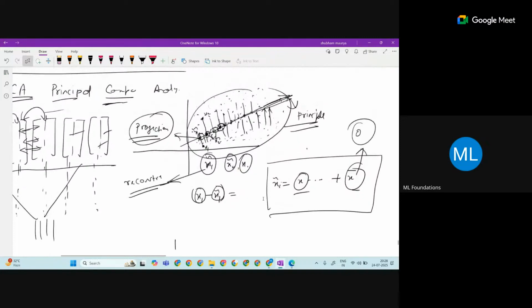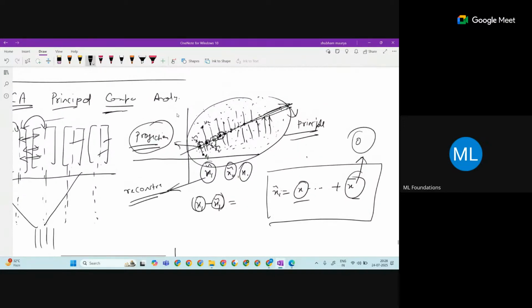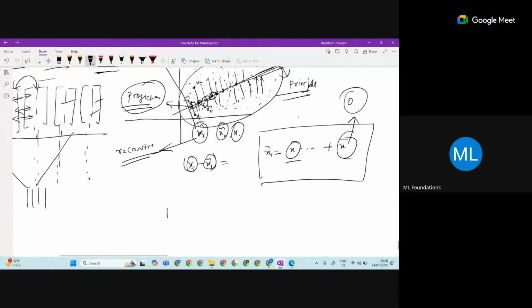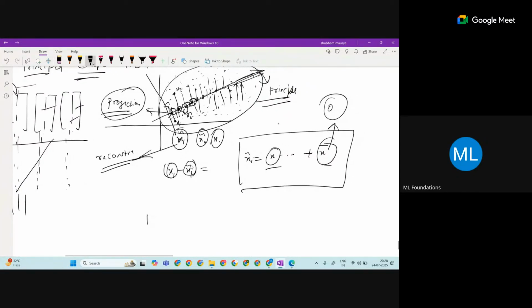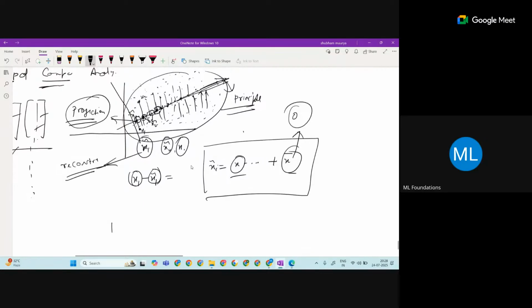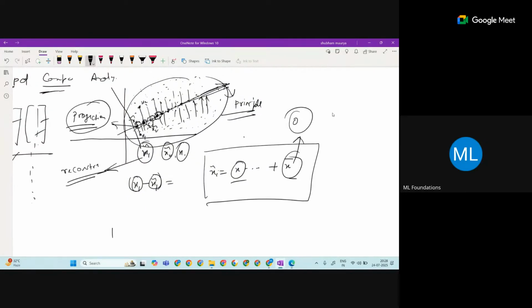Not only one dimension, it could be in a different dimension. One more dimension we want, maybe in the plane case. In that case, the second principal component is this one. Whether you want a 1-dimensional or 2-dimensional projection was actually told in the lecture.